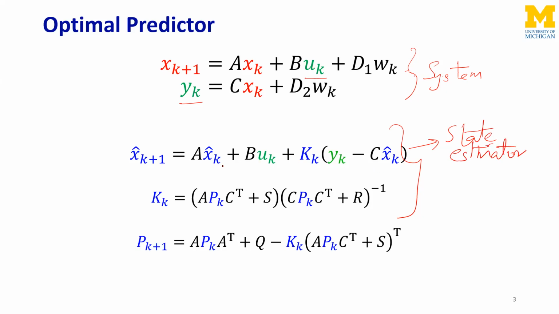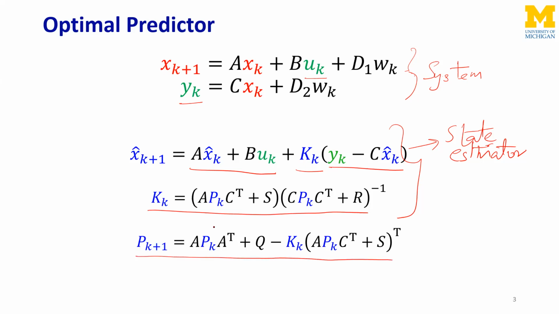The state estimator has a copy of the dynamics, and it has this output error term, which is injected using this gain Kk. The optimal gain Kk is given by this equation, where this matrix Pk, which is also called the state error covariance matrix, is propagated using this equation.